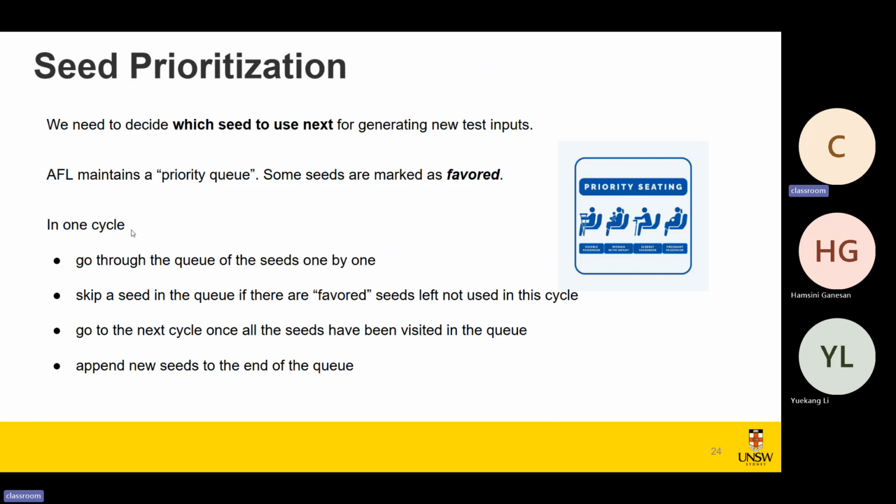This is the algorithm of how it works in plain text. Basically, in one cycle, AFL will visit the queue of seeds one by one. If there are favored seeds which are not visited in this cycle, and the current seed is not favored, AFL will have a very high chance to skip using the current seed. It will go to the next cycle once all the seeds in the current queue have been visited, and it will append new seeds to the end of the queue, because AFL keeps discovering new test inputs as seeds.